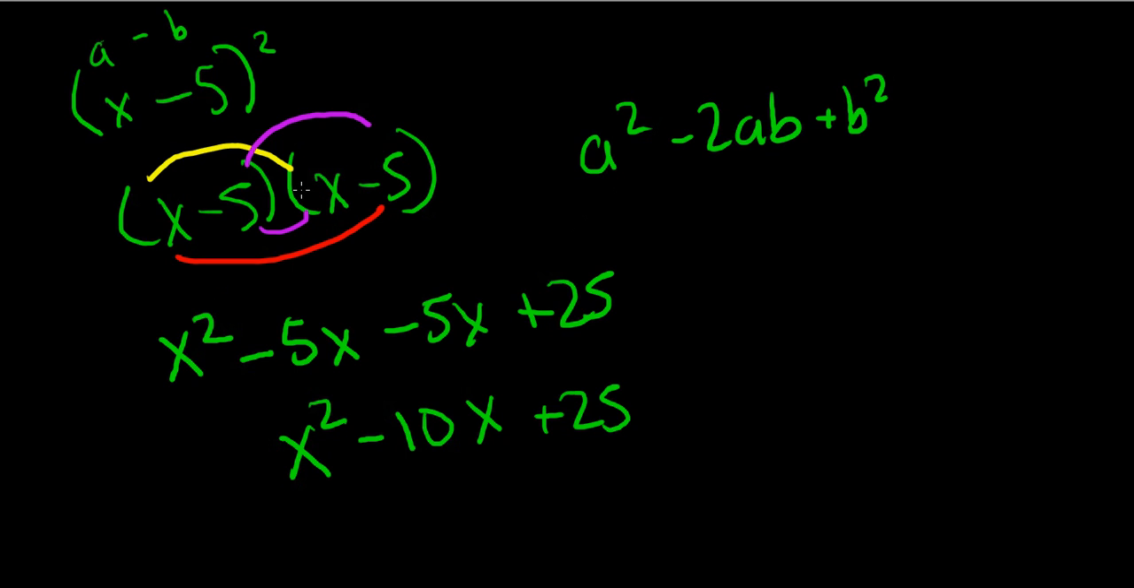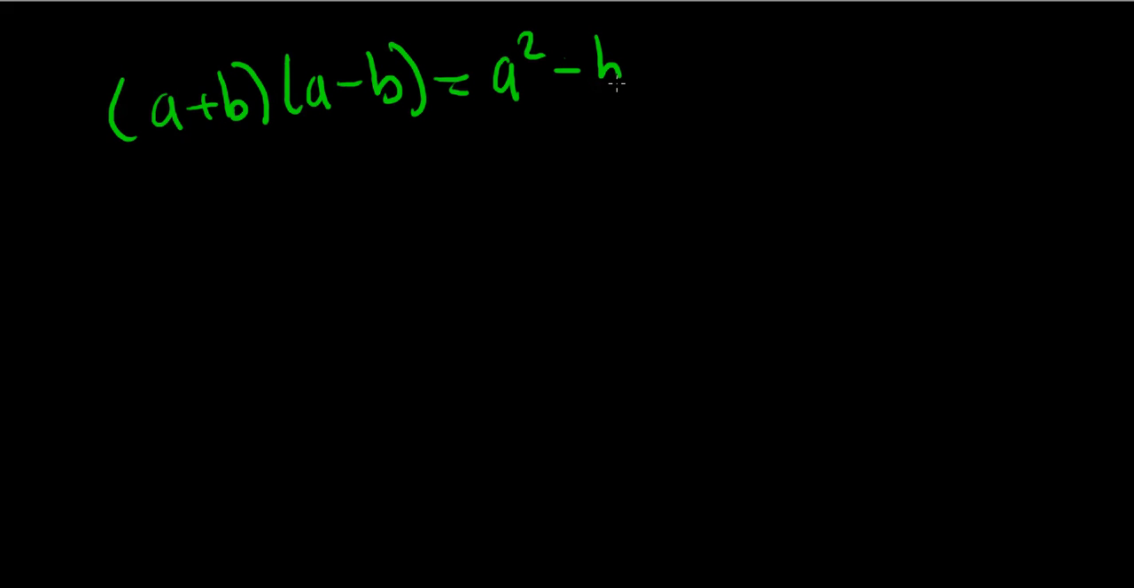Now we're going to look at something called a difference of two squares, which is (a + b) times (a - b), which equals a squared minus b squared. And again, this is called a difference of two squares. So let's look at an example of something like this. We've got (x + 6) times (x - 6).